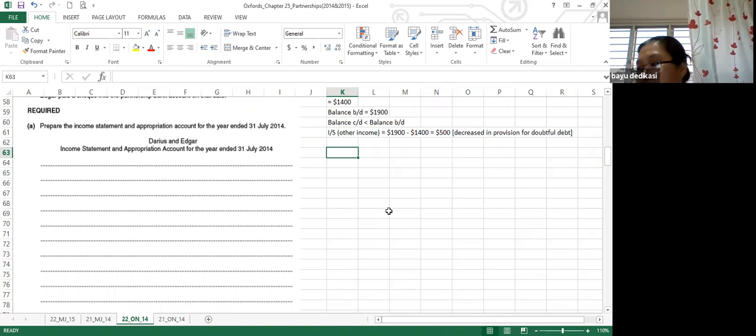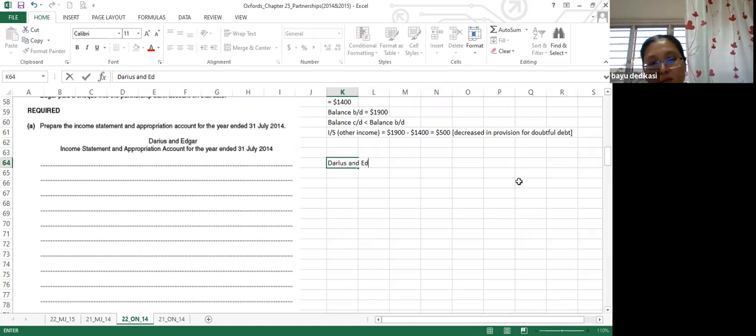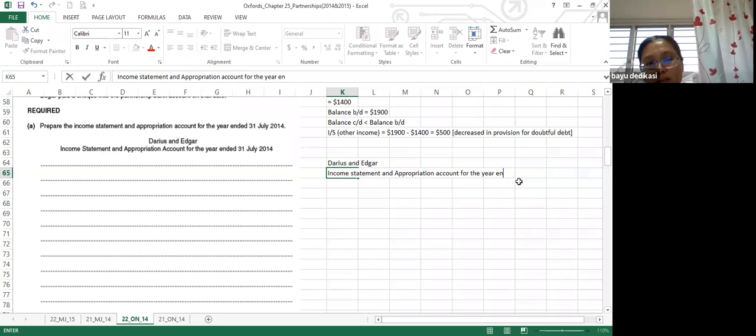This one is IGA. There is IGA income statement and appropriation account for the year ended 31st July 2014.